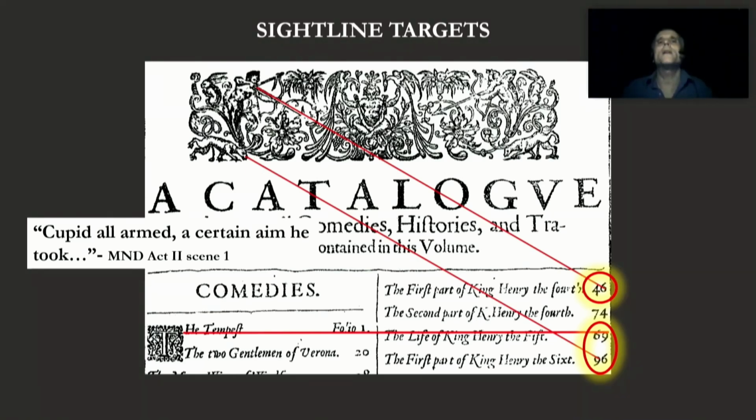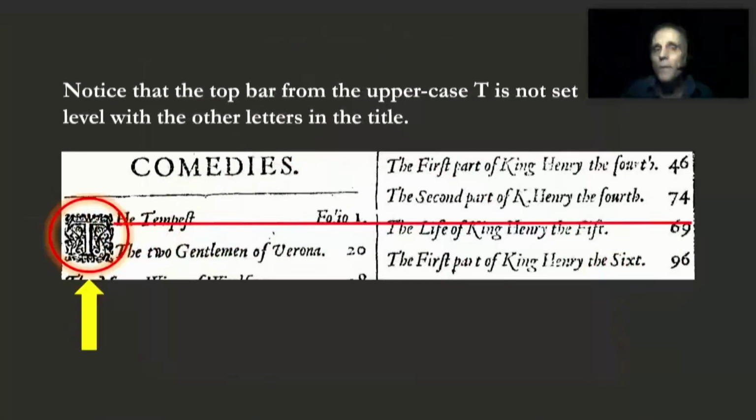As in A Midsummer Night's Dream, Act 2, Scene 2, "Cupid, all armed, a certain aim he took," Eros points to the first page of the first part of Henry IV, while the Hound points to the first page for the first part of Henry VI. A sightline drawn from the decorative T points to the wrong page number for Henry V.